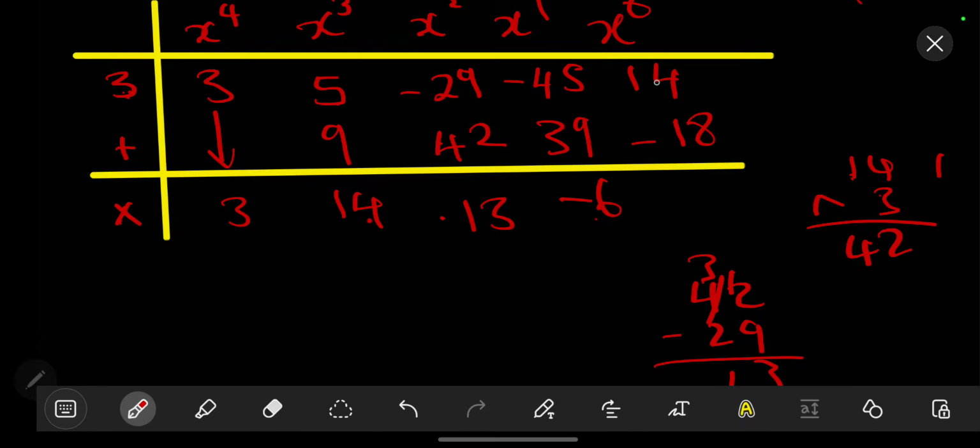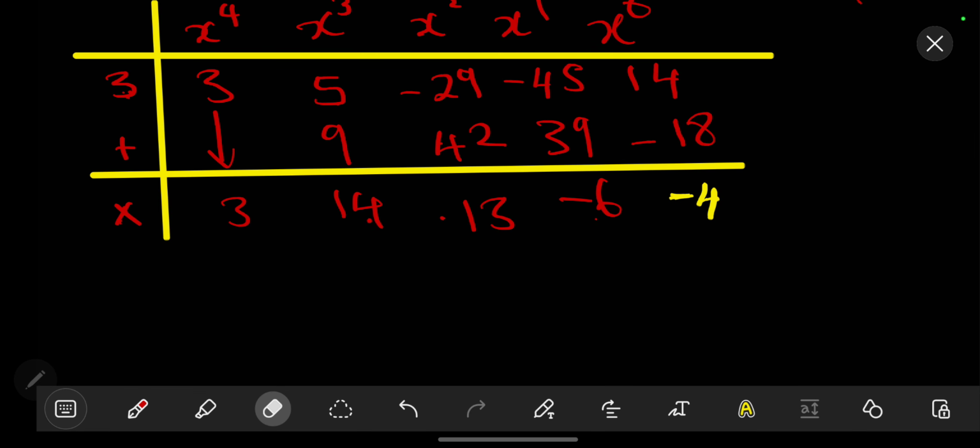Then add 14 minus 18. This will give us a negative 4. So we are going to put a negative 4 like that. So this is our remainder. Whatever is the last value, that's your remainder.